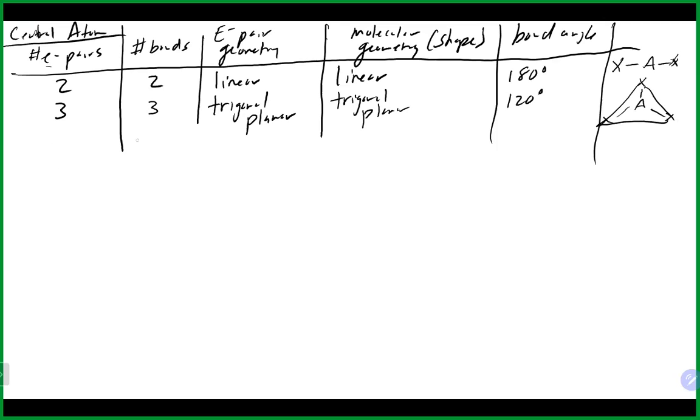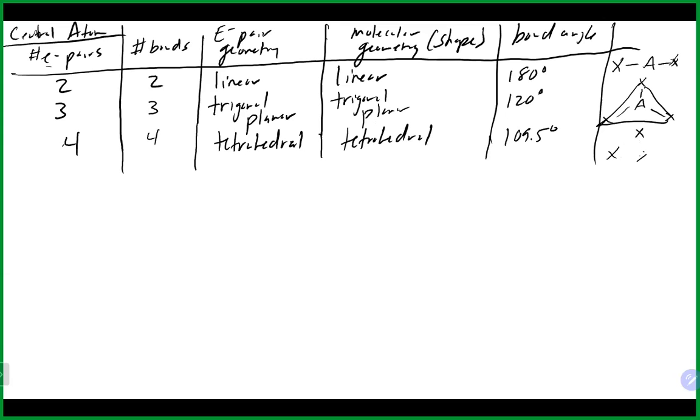The next one that we talked about was 4 electron pairs and 4 bonds. Something with 4 electron pairs is tetrahedral for the electron pair geometry, and also tetrahedral for the molecular geometry. It's got a bond angle of 109.5 degrees. And that is something where you basically got something like this. It makes a triangle on each side and a pyramidal type shape.